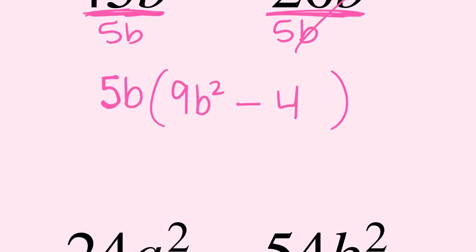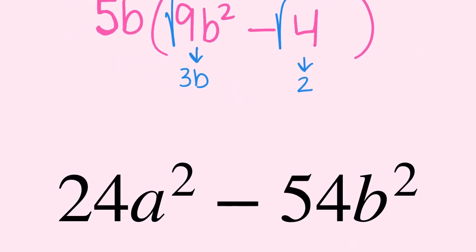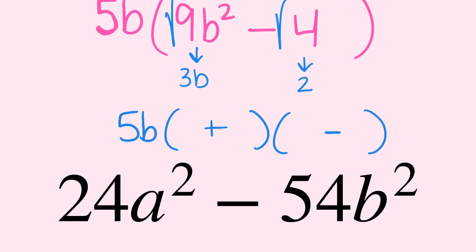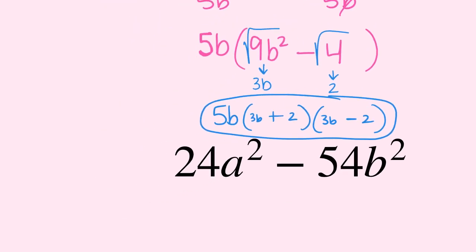And then let's try to do difference of squares. So can I take the square root of each of these? Let's see. Square root of 9b squared. Well, we already did that one in the previous example. That would just be 3b. And then the square root of 4 is 2. So this one can definitely be factored again. So we're going to write out the 5b, and then we'll put our 2 factors. So plus minus 3b plus 2 and 3b minus 2. All right, and that one's all done.